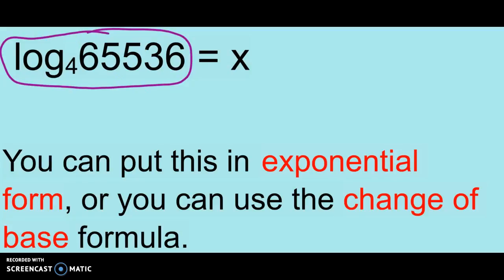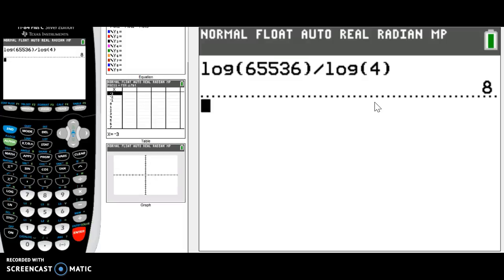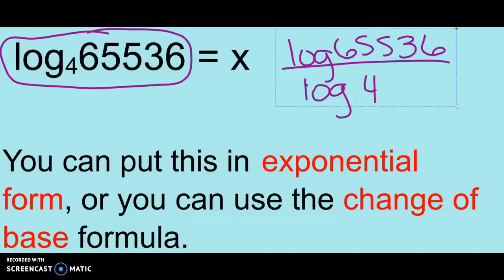So now we've got log of 65536 divided by log of 4. Go ahead and put that in your calculator and see what you get. I just put that in my calculator and I got 8, and that is the right answer. It basically says 4 to the 8th power is 65536. And that's all you do.